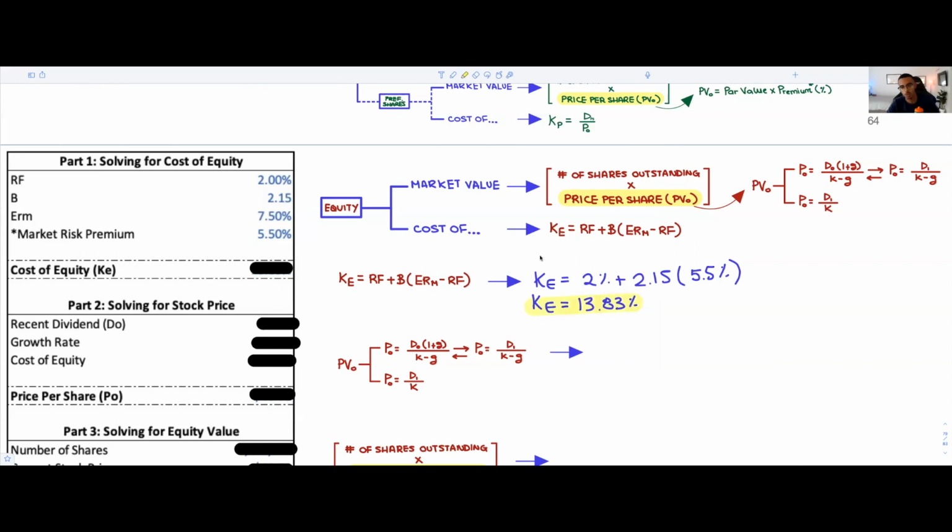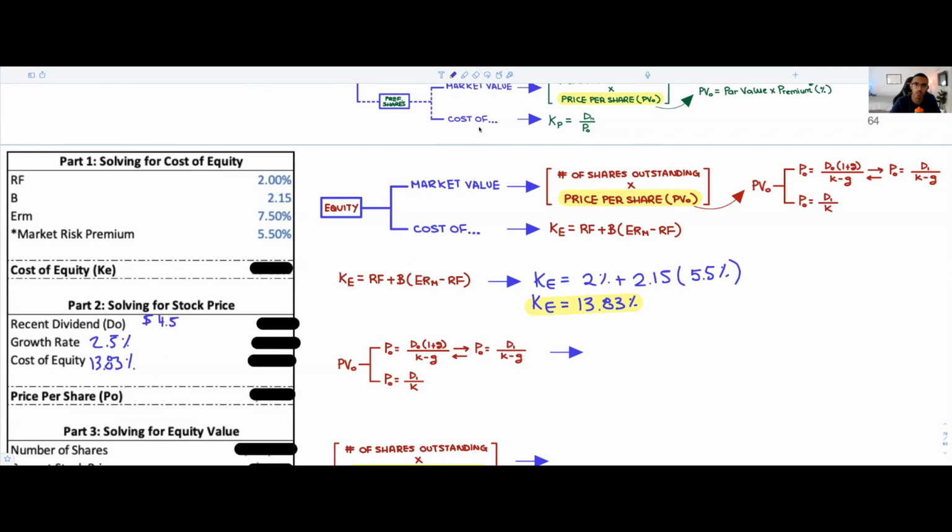All right, so that's awesome news. Now, if we go ahead and remember from our question, we know what's our recent dividend, we know what's our growth rate, and we know what's our cost of equity now. Our cost of equity is going to be 13.83%. We know that our growth rate should be like 2.5% if I recall. Yes, it is. And we know that our recent dividend is equal to 4.5.